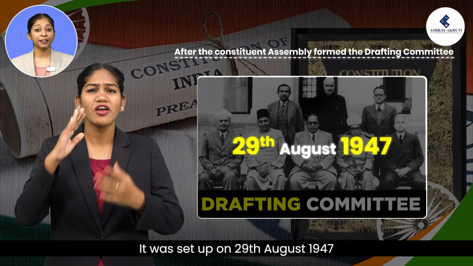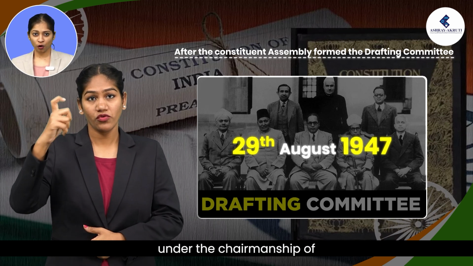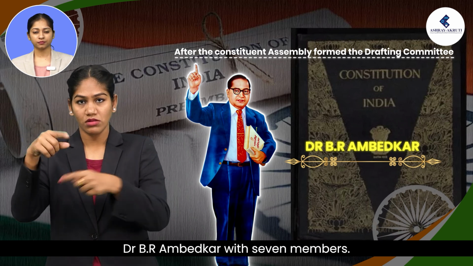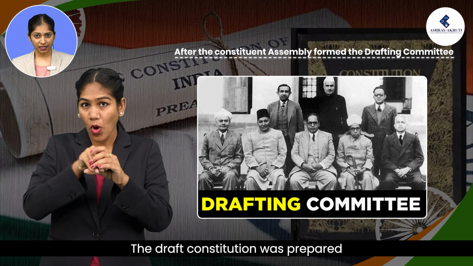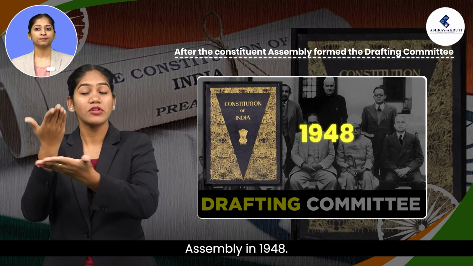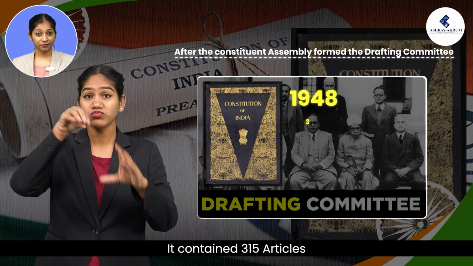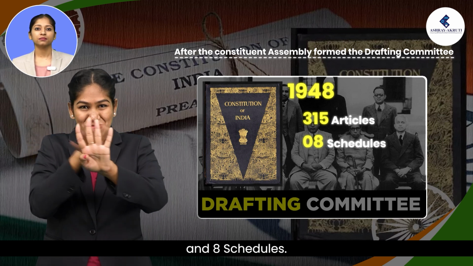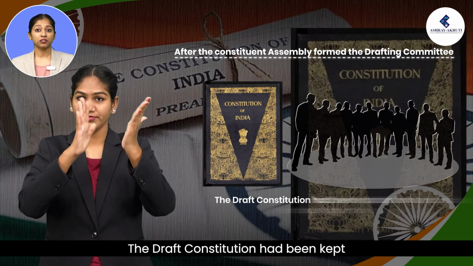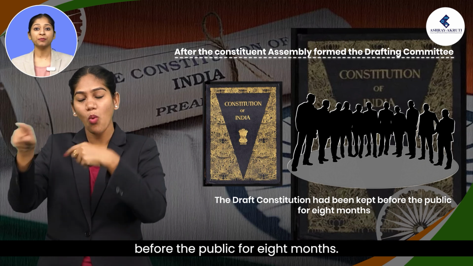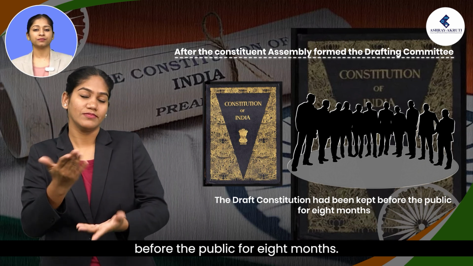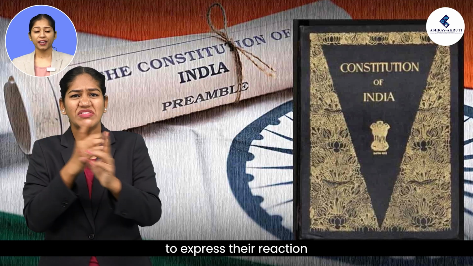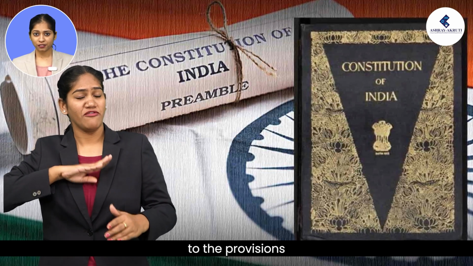It was set up on 29th August 1947 under the chairmanship of Dr. B.R. Ambedkar with 7 members. The draft constitution was prepared and submitted to the Constituent Assembly in 1948. It contained 315 articles and 8 schedules. The draft constitution had been kept before the public for 8 months. During this long period, critics and advisories had more than sufficient time to express their reaction to the provisions contained in it.